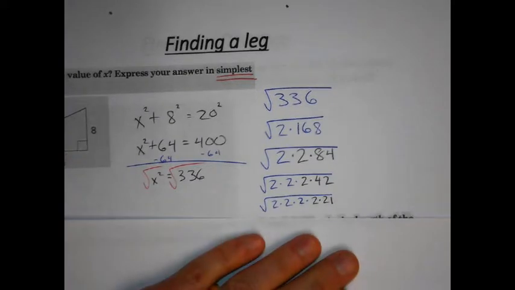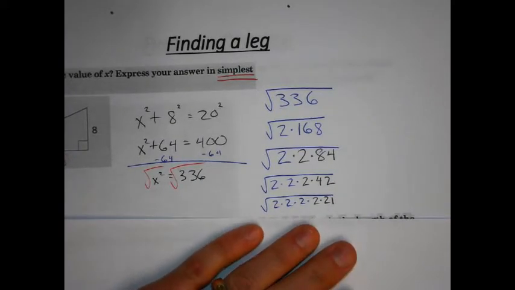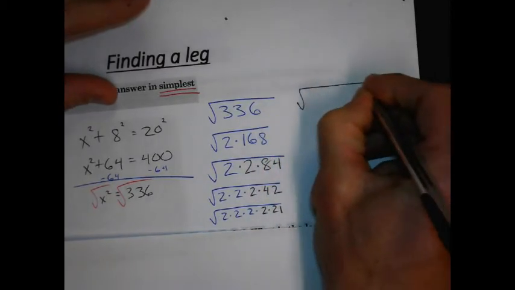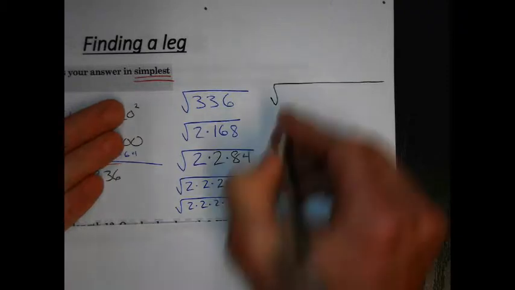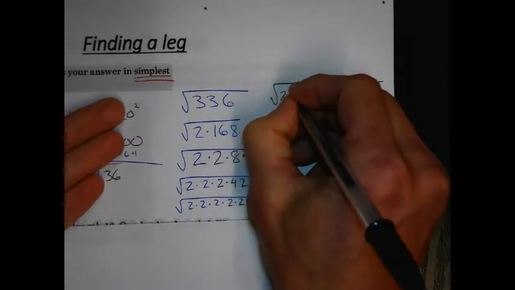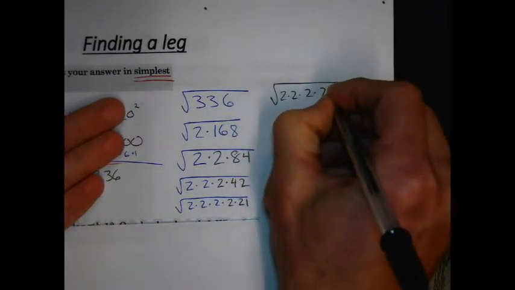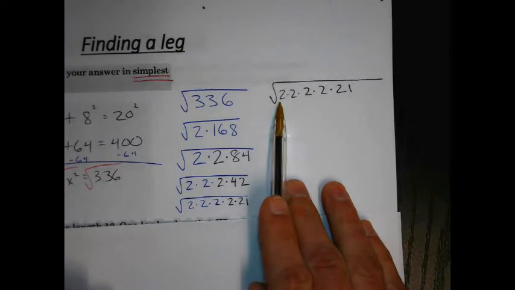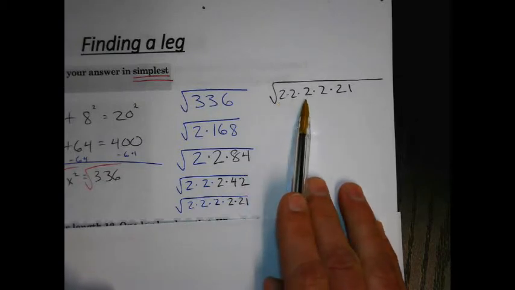Now this is an interesting thing that we can learn about square roots. I'm going to show you this one time, and then I'm going to go super fast. So what we had at the bottom of this little work was 2 times 2 times 2 times 2 times 21. Now, what am I pointing at? The square root of 2, the square root of 2, the square root of 2, and the square root of 2, the square root of 21.